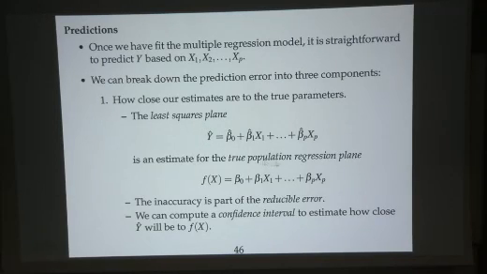So the true population regression plane looks like this. This is a generalization of the population regression line, and this is the generalization of the least squares regression line. This is the least squares plane. How far these two are apart determines what's called the reducible error that we have also seen before, and there will be another component called the irreducible error.